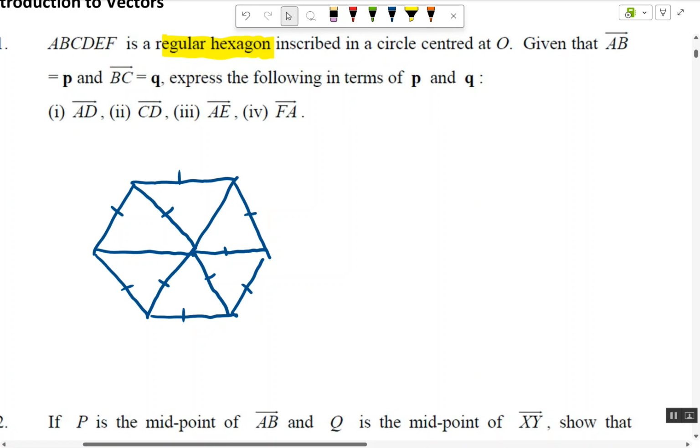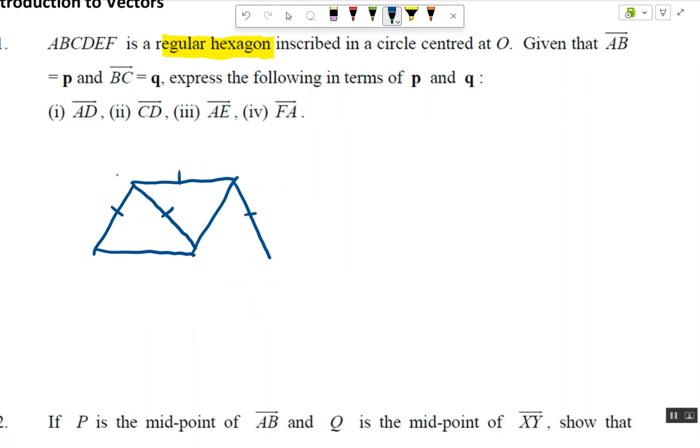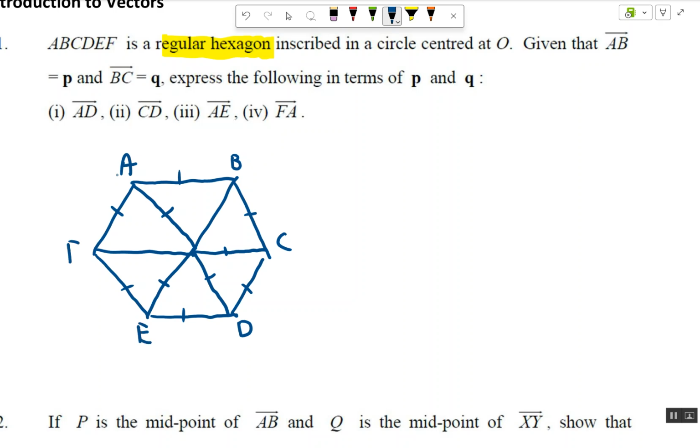Let me label this as A, B, C, D, E, F. And I say that AB is called a, and BC is called b. What I want to tell you is that anything going straight here, because they are all of the same length, is the same. So AB you can say is equal to ED, because it is in the same direction and the magnitude is the same as well.